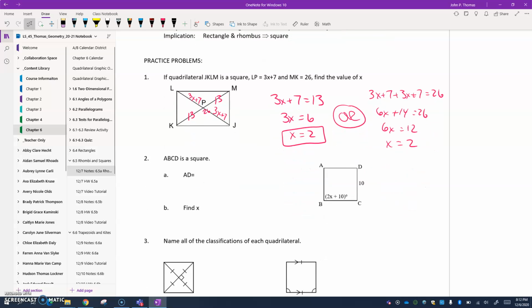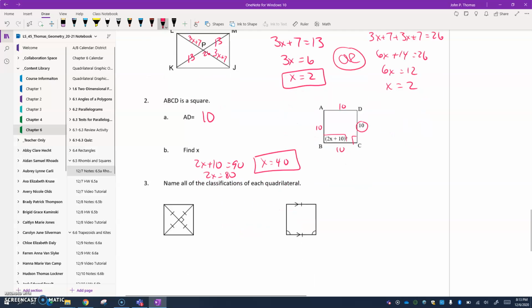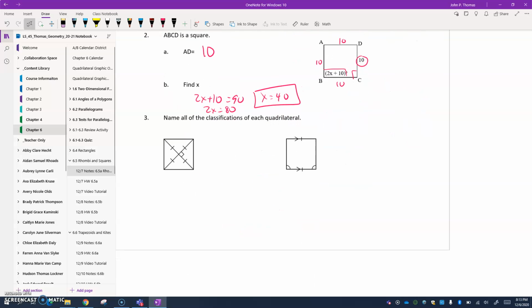So if I jump on to number 2, it says ABCD is a square. First thing it asks us to find is AD. Now you'll notice they labeled this one 10. So I can go around, if it's a square, and say all the sides are 10. So AD, another side, would also have to be 10. And they ask us to find the value of x. So x is in that corner, but we know all the corners are 90 degrees. So we're going to say 2x plus 10 equals 90. That means 2x equals 80, or x equals 40. So we've got that value of x. And again, we're just using the fact on that one that all sides are congruent and all the angles are 90 degrees.